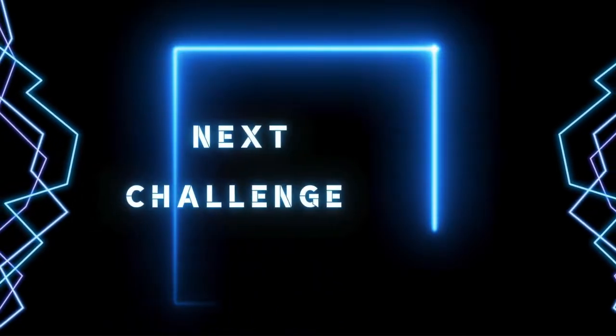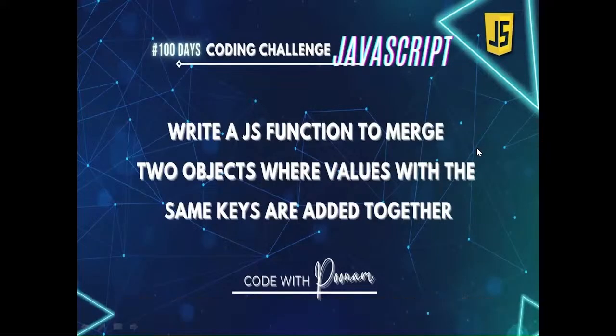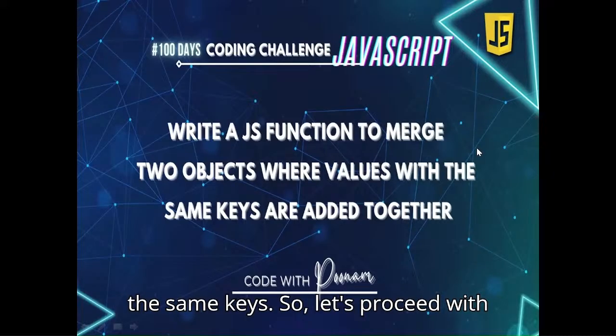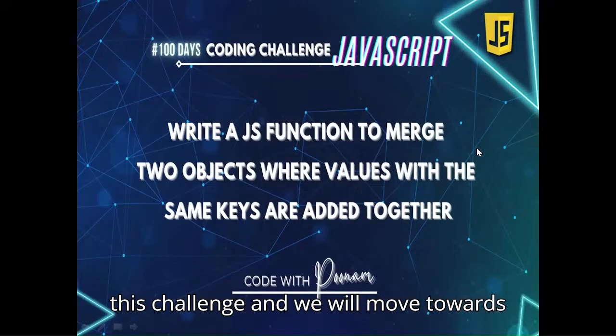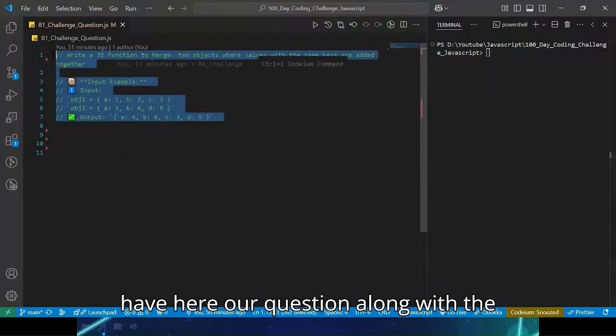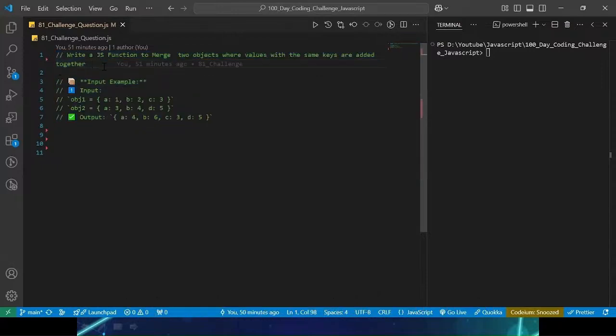Let's move to our next challenge, and this challenge is all about merging 2 objects and summing up the values with the same keys. So let's proceed with this challenge and we will move towards our VS Code. If we see in the VS Code, we have our question along with the sample input and output, right? So let us read out the question.